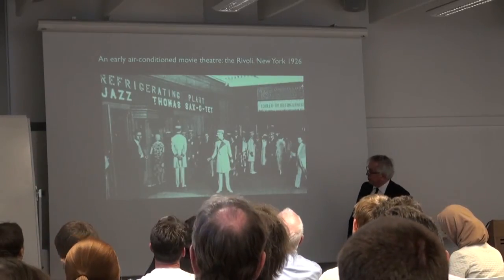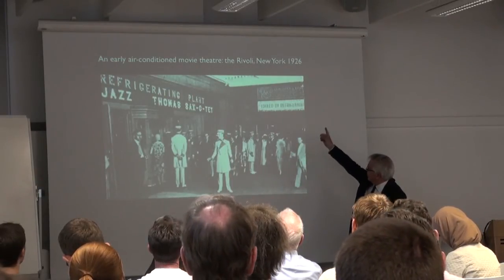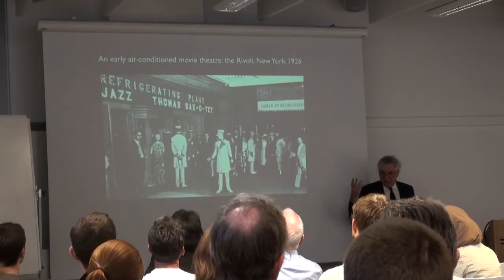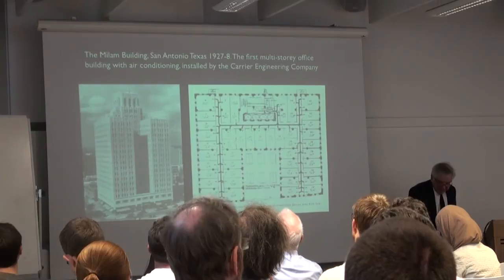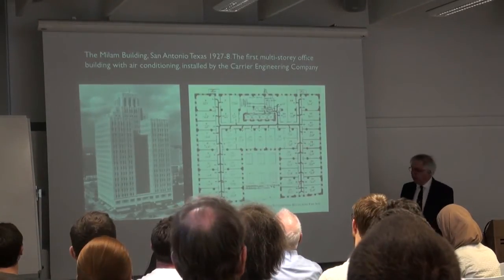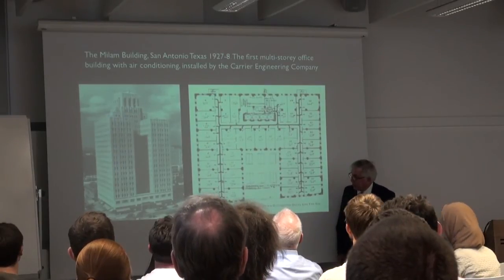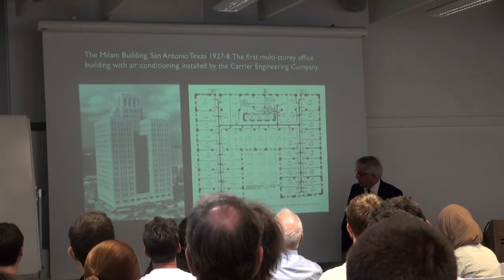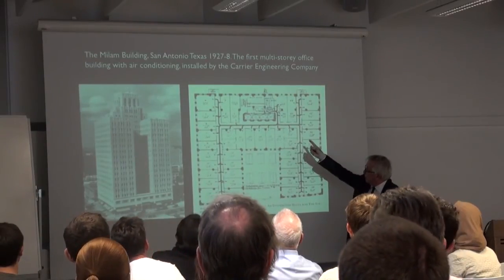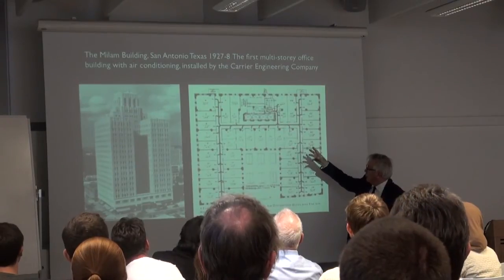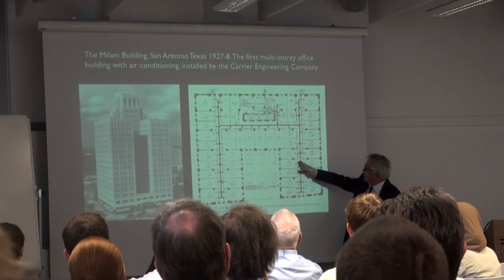And people went in the summer, attracted by the low temperatures as much as the movies. This is the Rivoli, cooled by refrigerating plants. These are enormous attractions. Then there were department stores, and in the late 30s, the Carrier Company built the first high-rise office building to be air-conditioned in full. This is the Milam building in San Antonio in Texas. It had an air conditioning plant on one floor for 2 floors, and the conditioned air was supplied through ducts in the ceilings of the corridors.